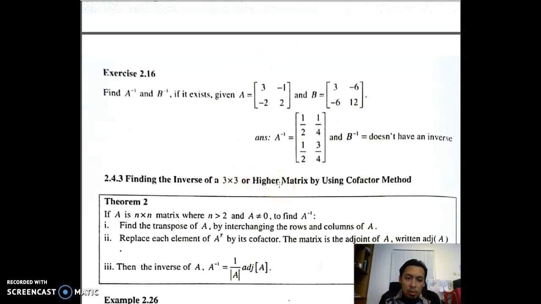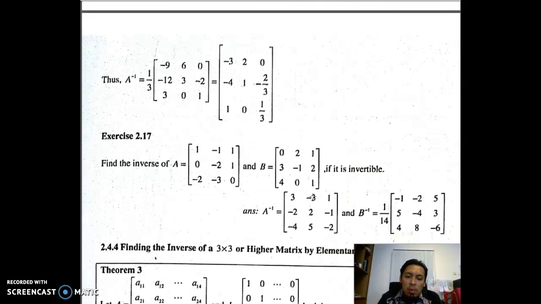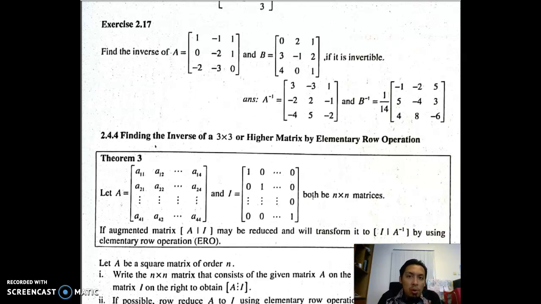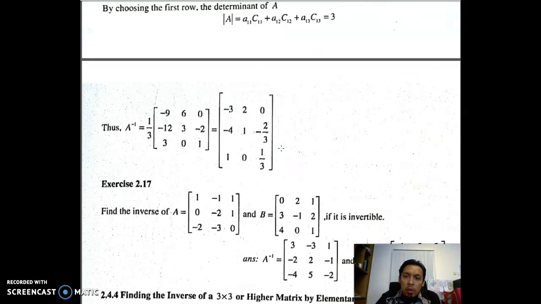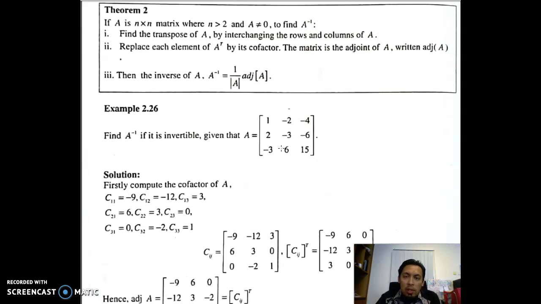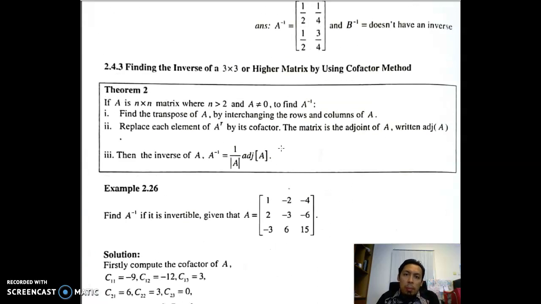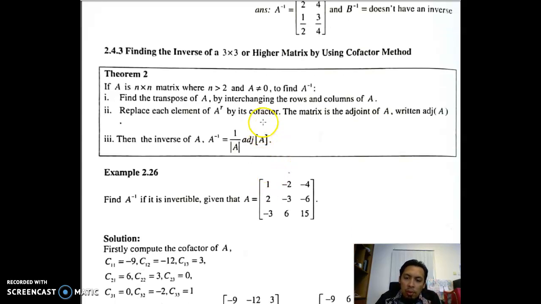Okay, we have two ways. The first one is by using the cofactor method, and the other one is by using elementary row operations, known as ERO, which we will discuss in a separate video. So let us look first at the cofactor method. The formula is this: A inverse equals 1 over determinant times the adjoint of that matrix.